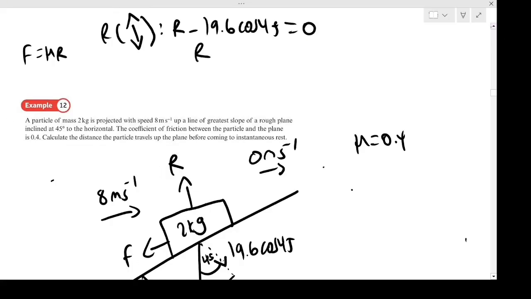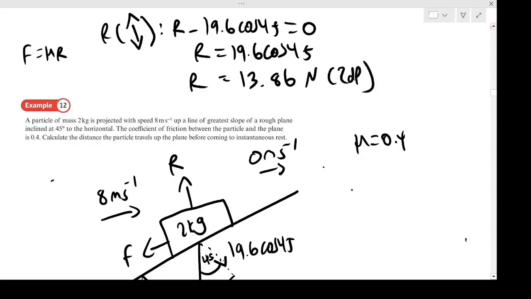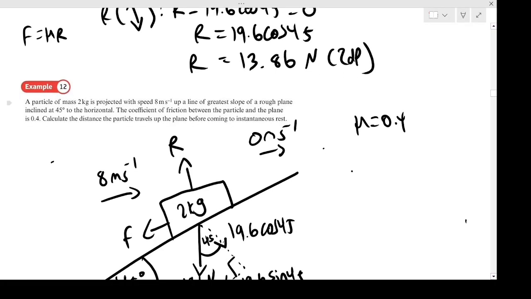That means R is equal to 19.6 cos 45, my reaction, which simplifies to R being 13.86 newtons there. Okay, so now I can look to use F equals mu R. I'll do it down here. So mu is 0.4. I know what R is, so that means I can work out friction, which is 0.4 times 13.86.